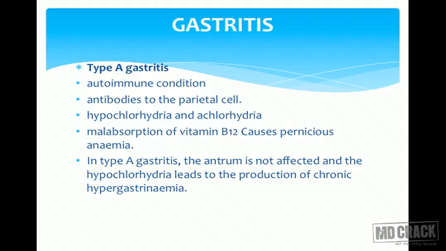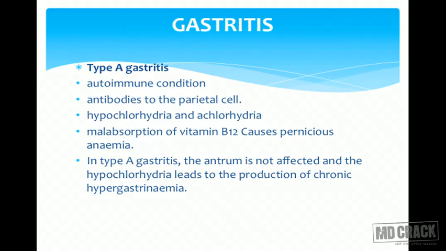Now we will go to the various types of gastritis. We have 2 main types of gastritis. These are type A gastritis and type B gastritis. Now we will go into detail on type A gastritis. Type A gastritis is an autoimmune gastritis. We have antibodies to the parietal cells. The parietal cells are destroyed by the autoimmune process and it will lead to hypochlorhydria and achlorhydria. When the parietal cells are destroyed, it will also lead to malabsorption of vitamin B12. It will cause pernicious anemia.